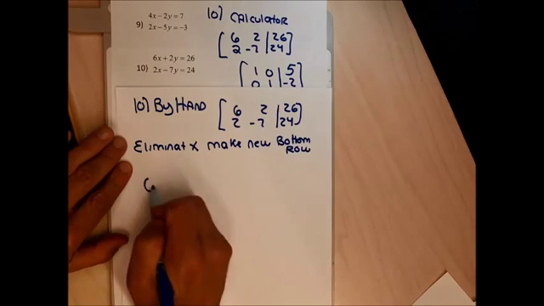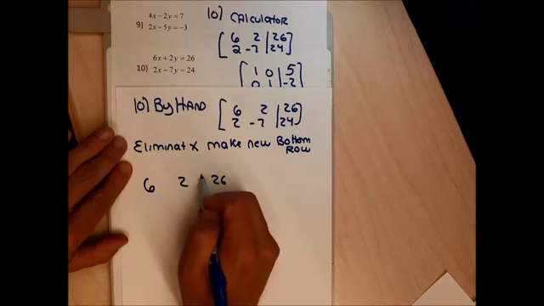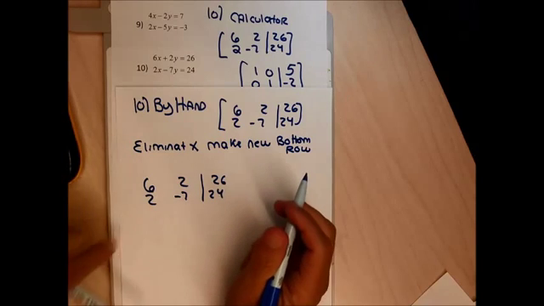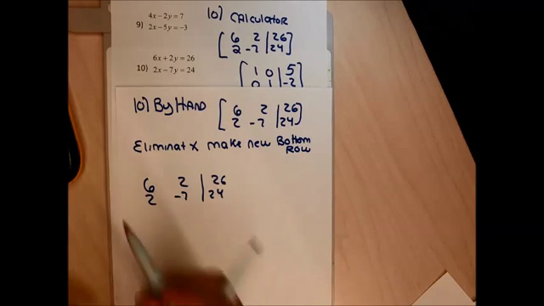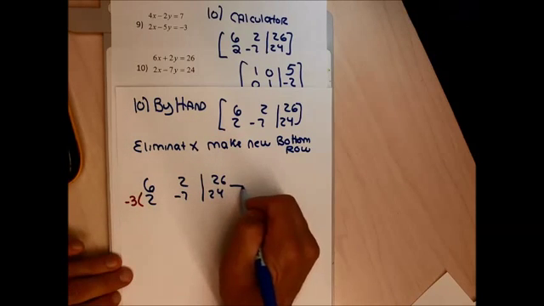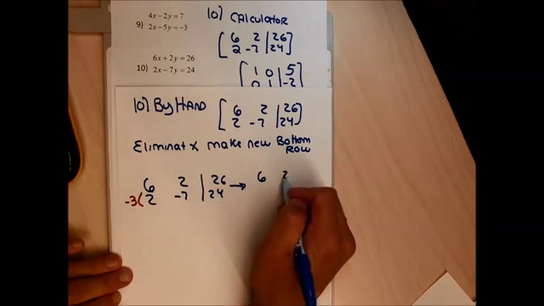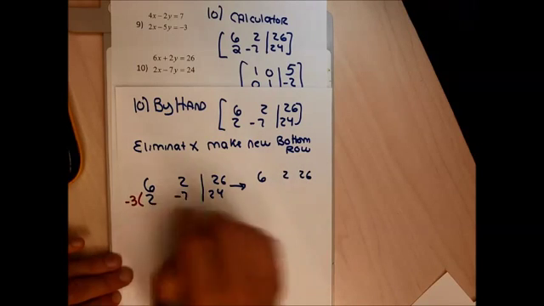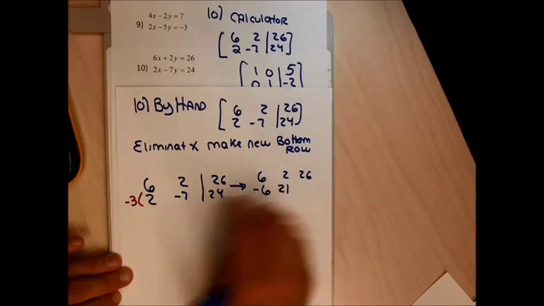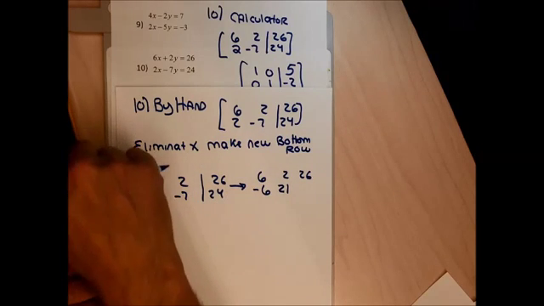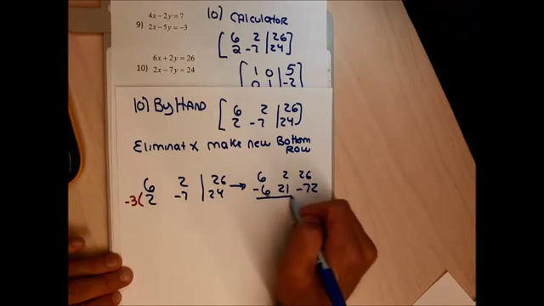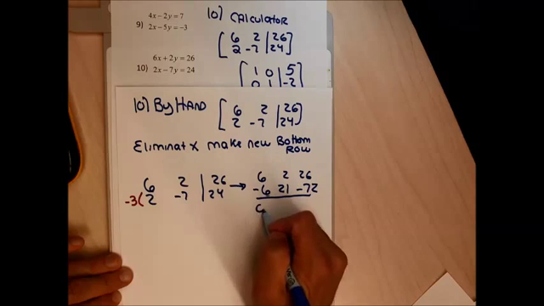So I'm going to take this 6, 2, 26, 2, negative 7, 24. To eliminate the x's, I'm going to make that 2 into a negative 6. I'm going to multiply everything by negative 3 in that bottom row. I'm going to leave the top row 6, 2, and 26. Negative 3 times 2 is negative 6. Negative 3 times negative 7 is 21. Negative 3 times 24, I'm doing it off screen on my calculator because I'm afraid I'm going to mess up, is negative 72. 6's cancel.